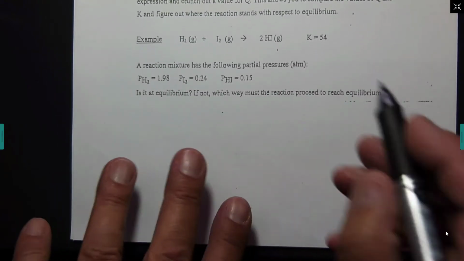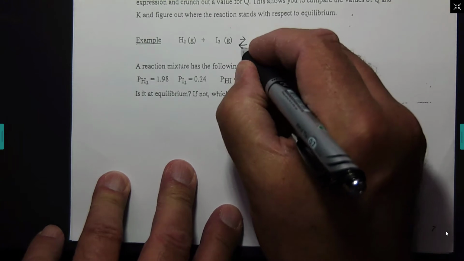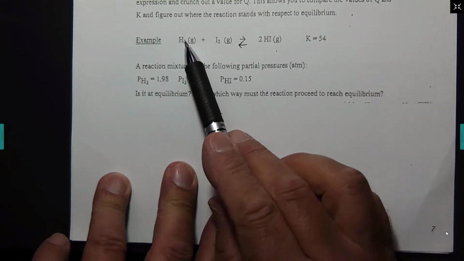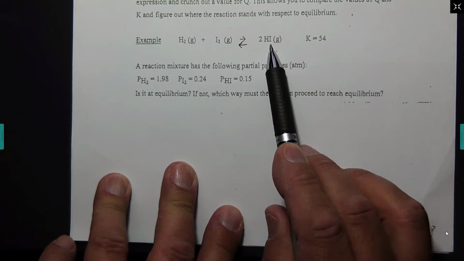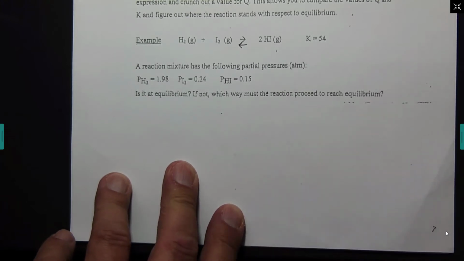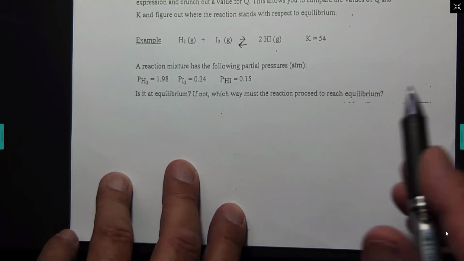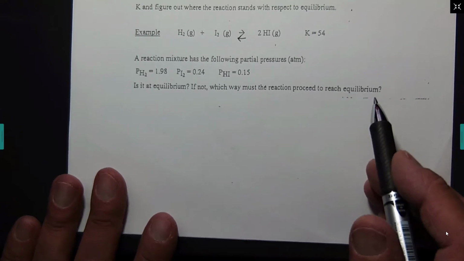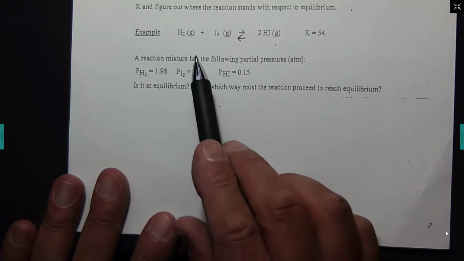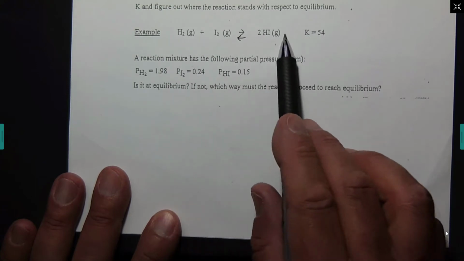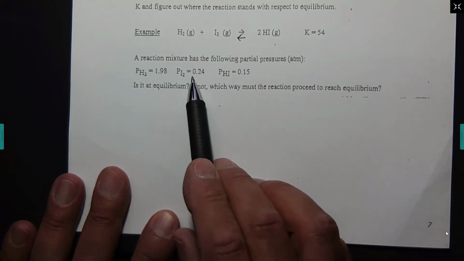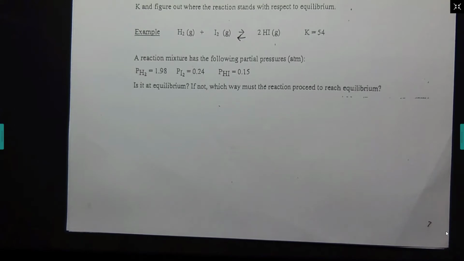Let's say you have this equilibrium reaction here. You have hydrogen reacting with iodine to produce hydrogen iodide. And you're given the equilibrium constant K is 54. And you are told that you have a flask full of these three things. So you have a flask that contains all three of these, and these are the partial pressures. Again, a partial pressure is directly related to a concentration. You can express the concentration in terms of partial pressure.